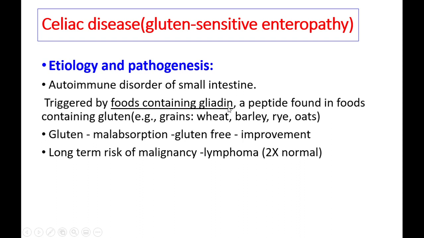gluten, which is a protein found in cereals, like grains, wheat, barley, rye, corn, and oat. All these cereals contain gluten protein, which contains gliadin protein. With digestion, gliadin will be released from gluten by digestive enzymes. So this peptide will be in the lumen.